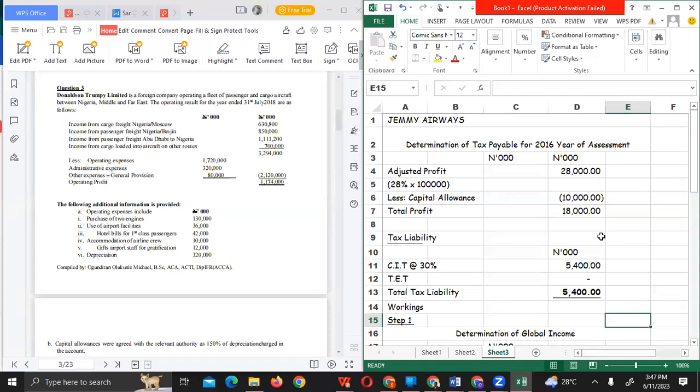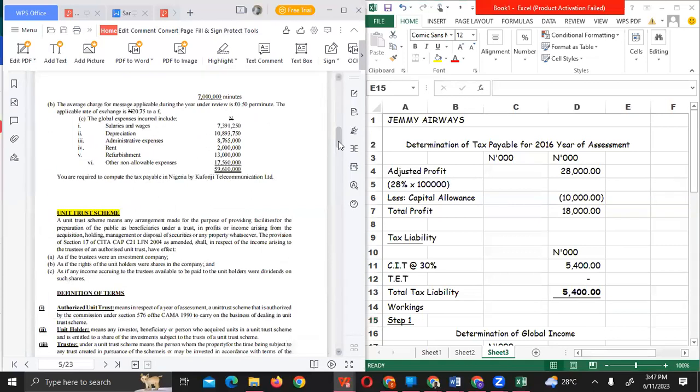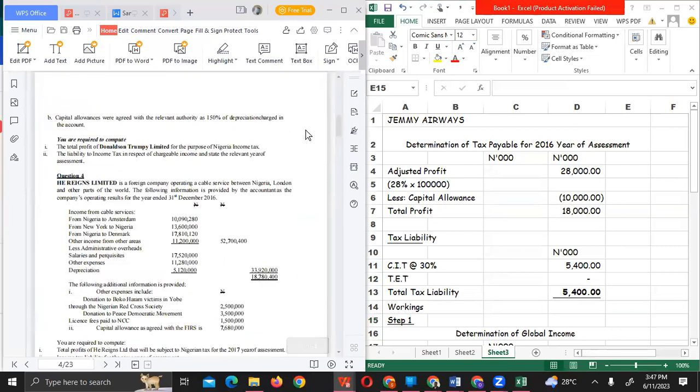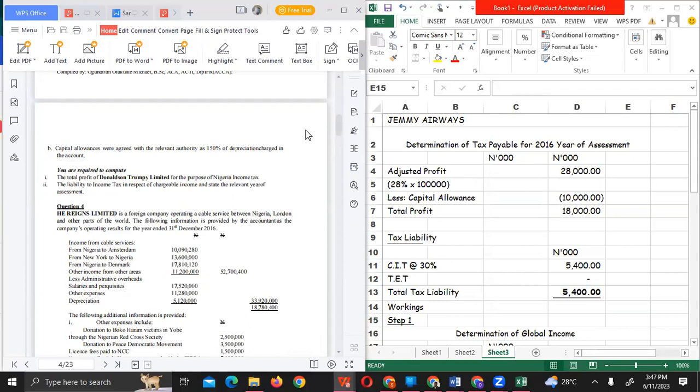I didn't see the required. Okay. You are required to: one, compute the total profit of the company for the purpose of Nigerian income tax; two, compute the liability to income taxation in respect of capital income and state the relevant year of assessment. All right, so let's move on.